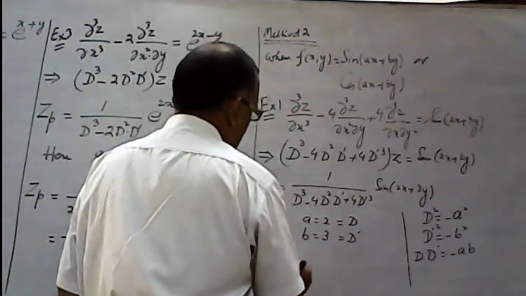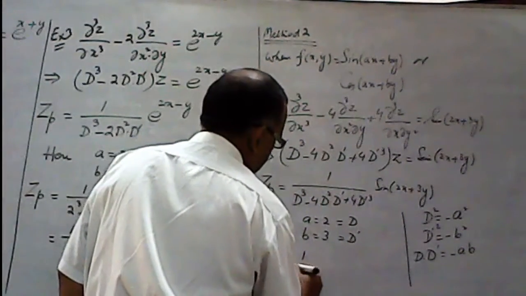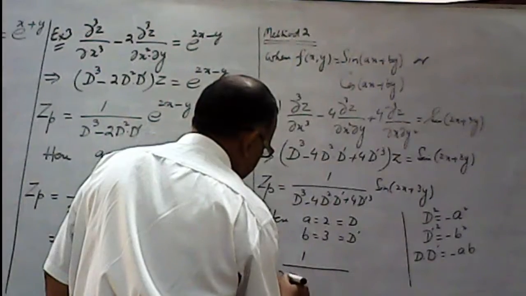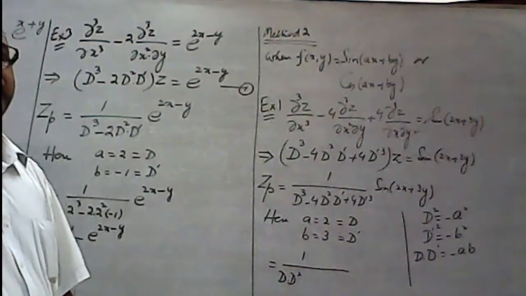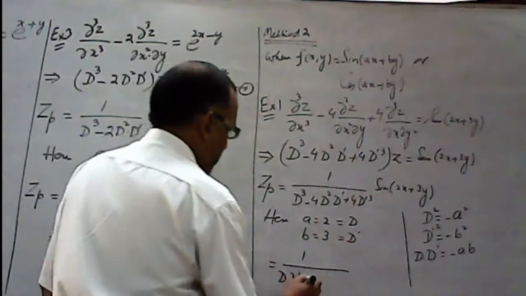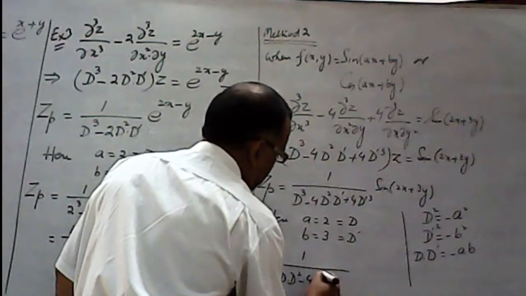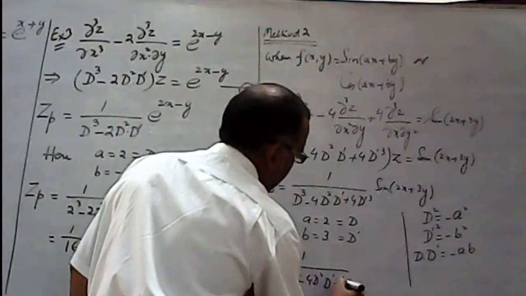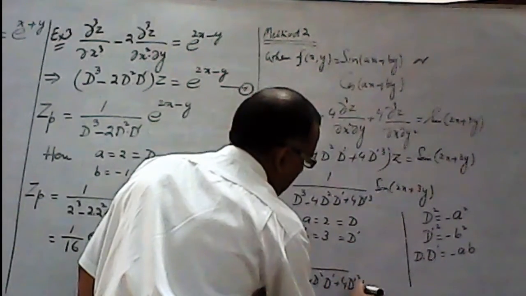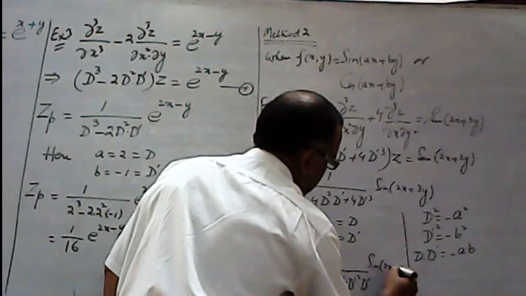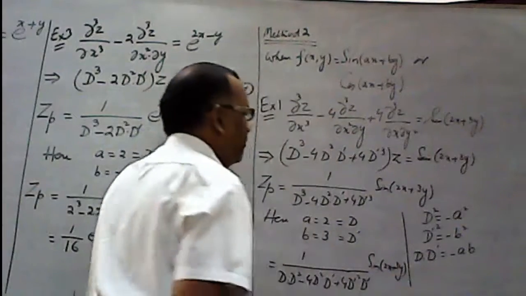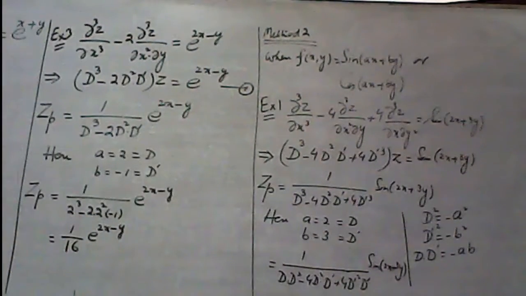So working on this example, this is equal to 1 upon D cubed, meaning breaking D into D squared times D, as we did in higher order ODE as well, then minus 4D squared D dash and then plus 4D dash squared into D dash. So I am just breaking here, not substituting the values. Now I will substitute the values here.